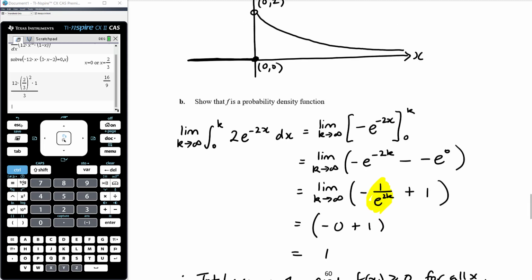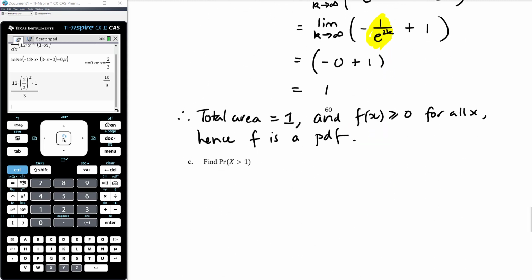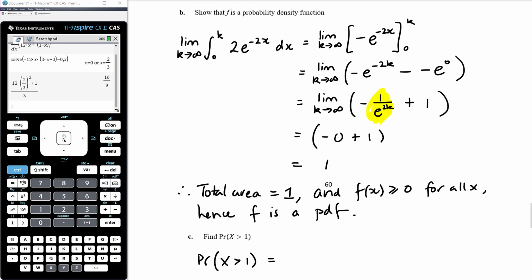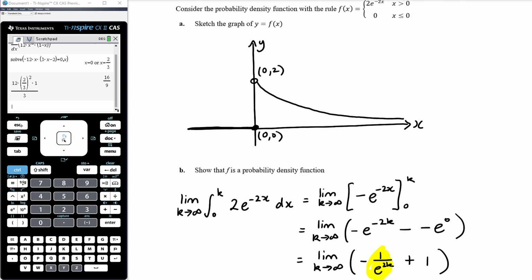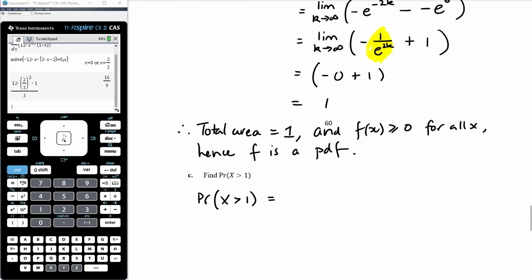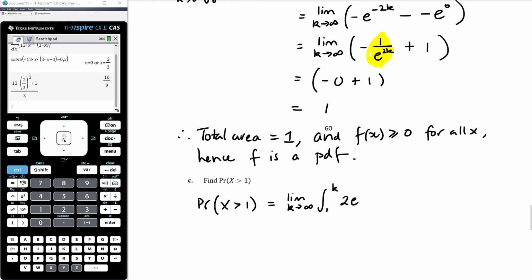Okay, now we know that it's a probability density function. We want to find the probability that x is bigger than 1. So going back up to our graph, the probability that x is bigger than 1 is going to be that area there. So that would mean integrating from 1 to infinity, taking the limit as k approaches infinity from 1 to k of the function, which was 2e to the negative 2x.